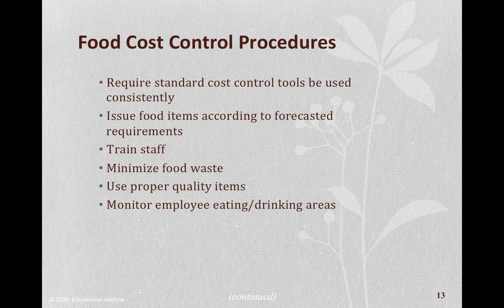Remember, we talked a lot about how meat was trimmed, how we calculated our weight proportion costs, and how if it wasn't trimmed properly, our whole cost control method defaults early on. We want to use proper quality items. We need to monitor employee eating and drinking practices, even though we may compensate them with a meal, if they're snagging a little roll of bread here or there. Not only is it unsanitary and violates some health rules, but it also affects our cost control.